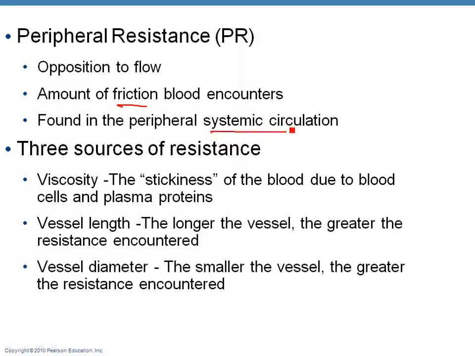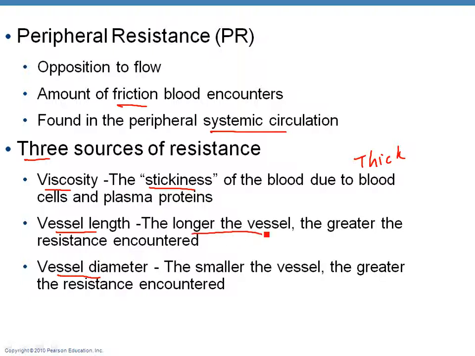Okay? There's three sources of this friction, and I use the 3 V's: viscosity, vessel length, and vessel diameter. The viscosity is the stickiness, or how thick the blood is. Think about if you had a hose that you put chocolate pudding in versus water. One of them is more thick than the other. The pudding is really thick. It's going to put up a lot of force, okay? It's really sticky.